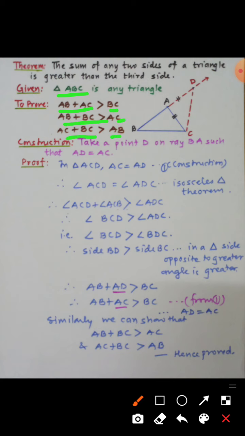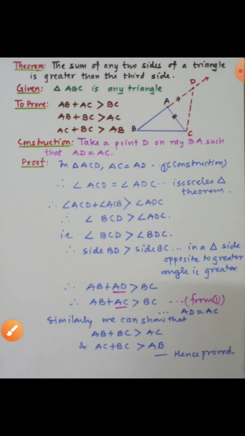Construction. Take a point D on ray BA such that AD is equal to AC. Proof. In triangle ACD, AC is equal to AD by construction. Therefore, angle ACD is equal to angle ADC by the isosceles triangle theorem. Therefore, if I add angle ACB to the left side of this equation, I will get angle ACD plus angle ACB, which is greater than angle ADC.